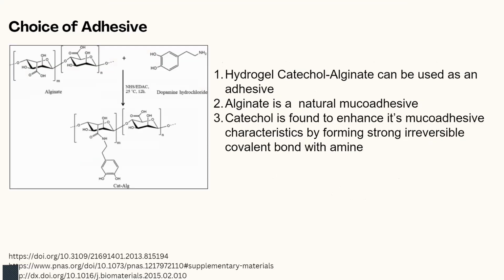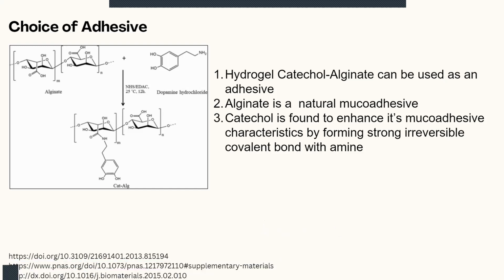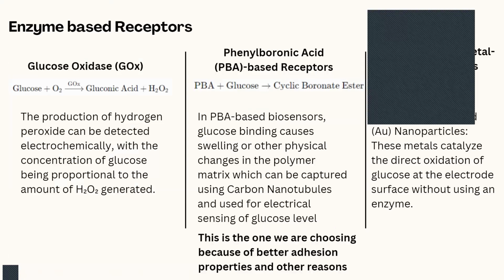Next slide. The choice of adhesive in our biosensor is a hydrogel of catechol alginate. Alginate is a natural mucoadhesive which can be attached to any mucous substances like our blood cells or any biosubstances. And catechol is found to enhance the mucoadhesive characteristics of alginate by forming strong irreversible covalent bonds with amine. Next slide.